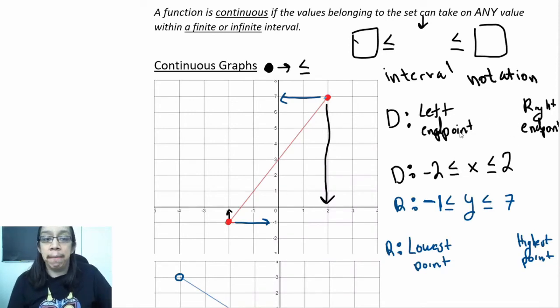So what's the big idea? If you want to find domain, you start from the left and you end at the right, focus on the x values, and if you want to find your range, you look at the lowest point and then at the highest point, and you only focus on the y of those points, and then you write them down using the correct symbol. So let's look at another example.